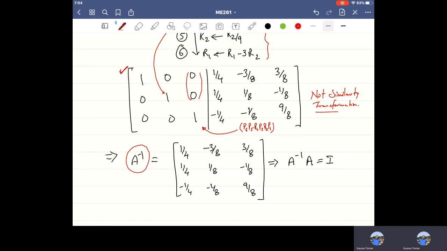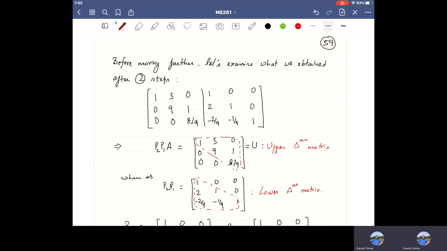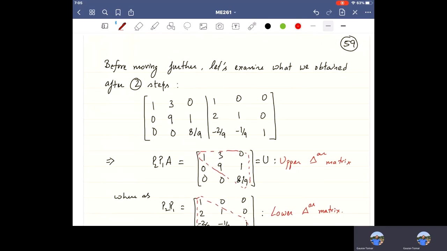But if you're doing a similarity transformation, C inverse A C, then you may not be able to reduce to a diagonal form. This is what you need to remember. So you get A inverse, which is now a product of these matrices, P1 to P6. And that's why you could actually reduce A to the identity matrix. This is one way that you already knew, I guess, to get inverses.